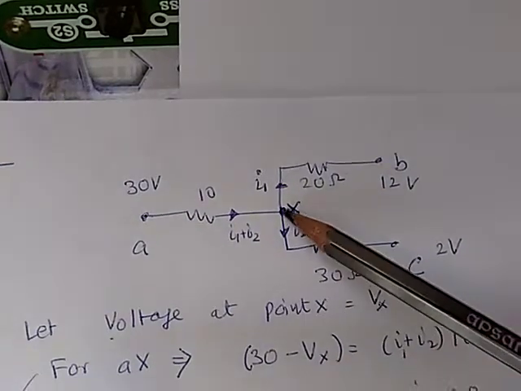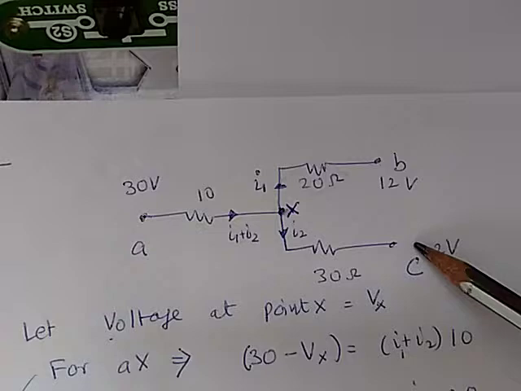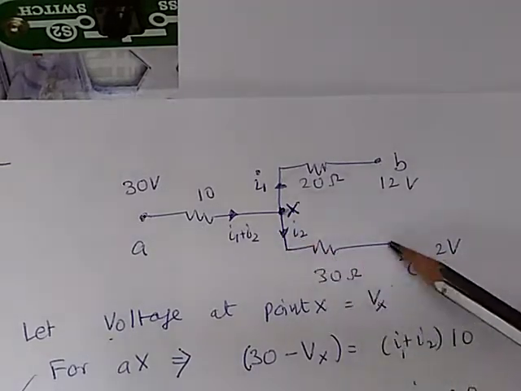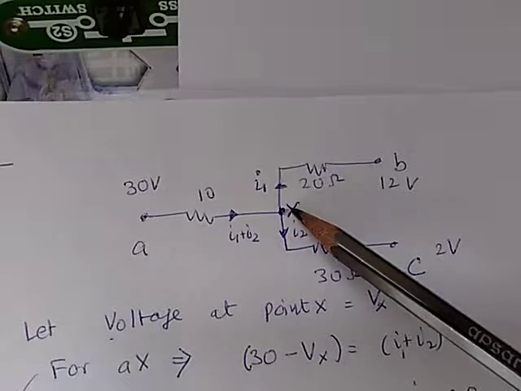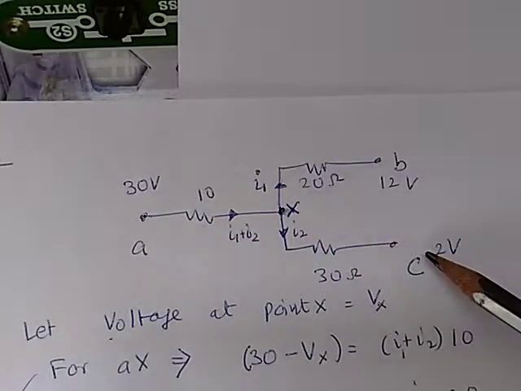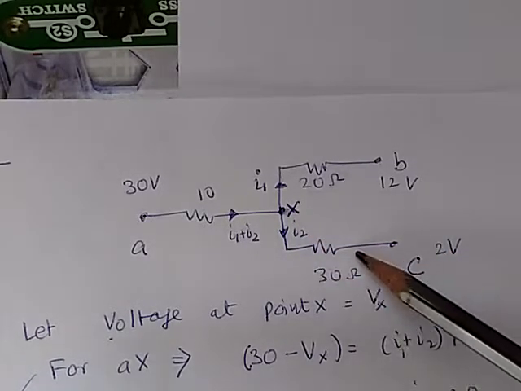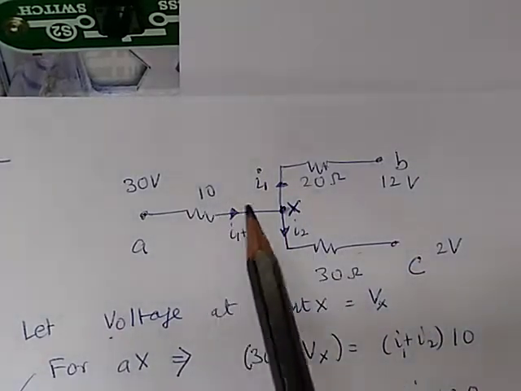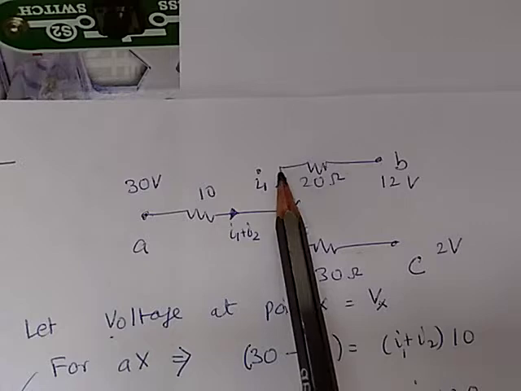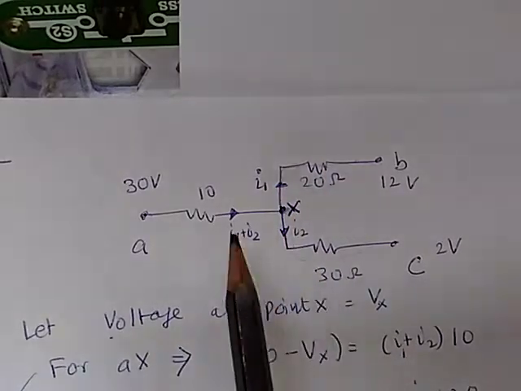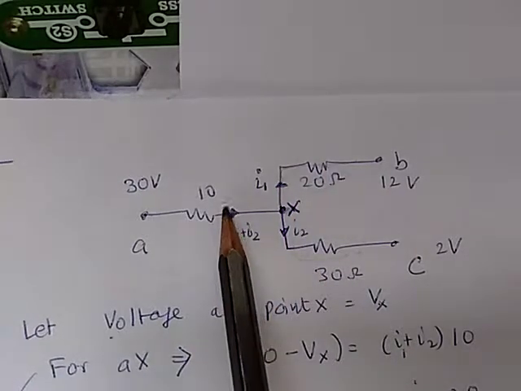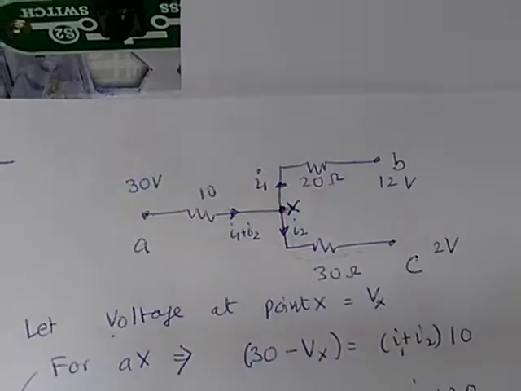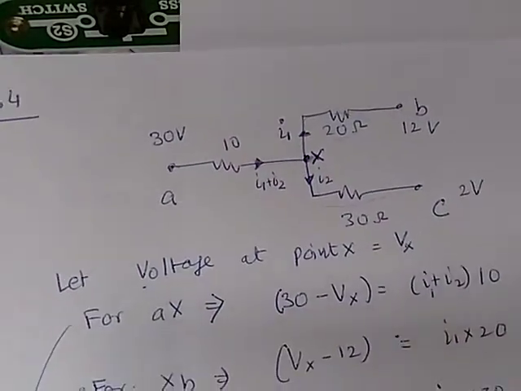We also need to find the current flowing through this resistor. Let us say it's I2. We can find I2 if we can find the voltage at X, by Vx minus Vc divided by 30 ohm. And finally, because this current is I1 and this is I2, the current coming into this branch must be I1 plus I2 using Kirchhoff's law.